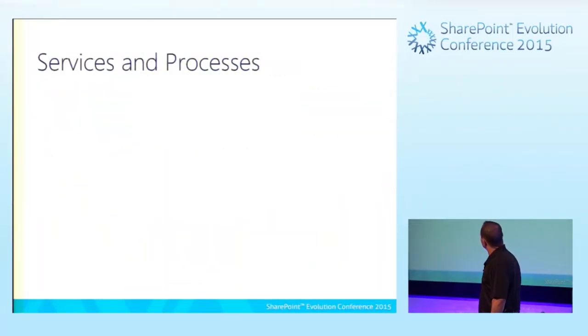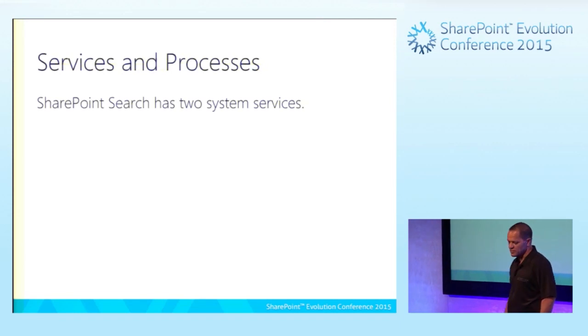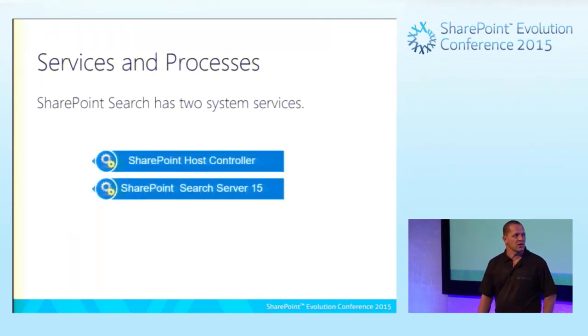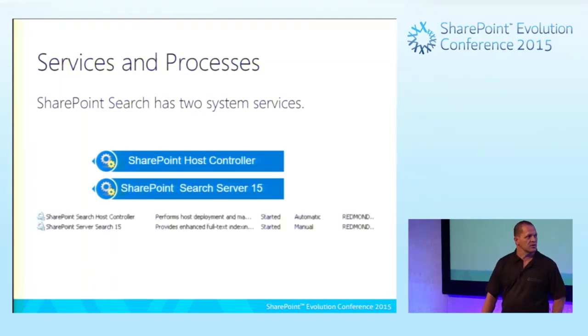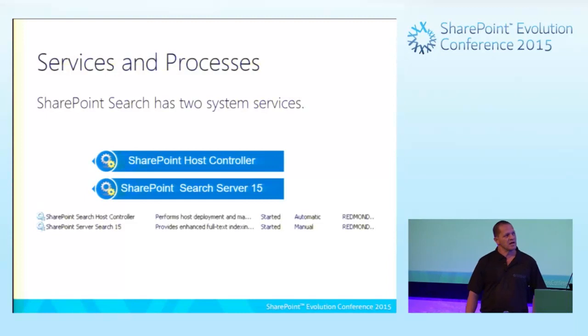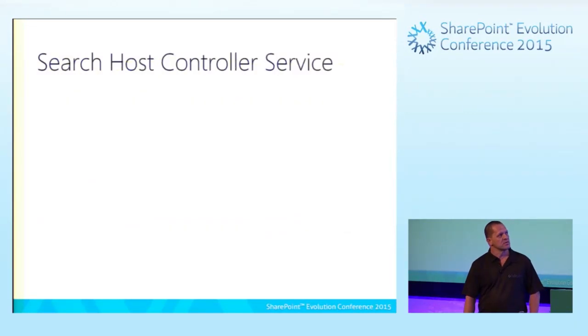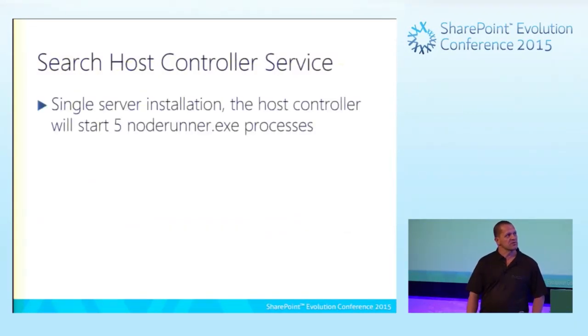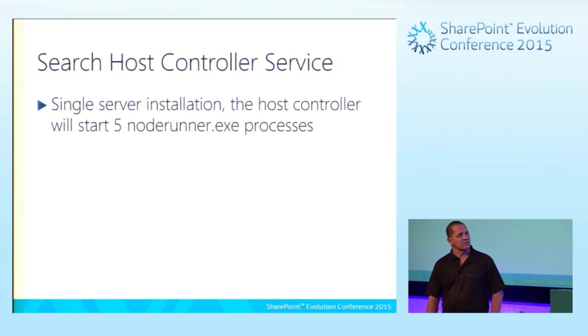Now let's look at the services and processes very quickly. It has two main system services, one of them being the SharePoint Host Controller and the other one being the SharePoint Search Server. On your machine, you're going to see physically in the services a SharePoint Search Host Controller service and a SharePoint Server Search 15. Now, why are you going to see the two of them? It's because the Search Host Controller service, first of all, if we have a single server environment, has 5 node runners. Now, I don't know if you saw on the last diagram, the search actually consists of 6 components. So why on earth would we have 5?